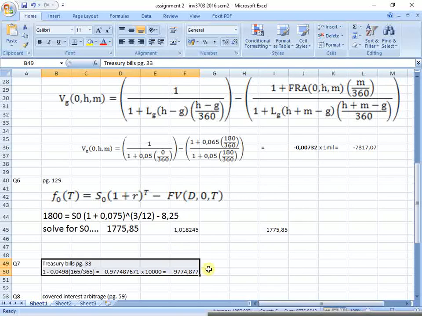9774.87. It's discount interest. So it's 1 minus the rate, discounted for 165 days. It gives you the discount interest. If I subtract that from the principal, I'm going to get the treasury bill.